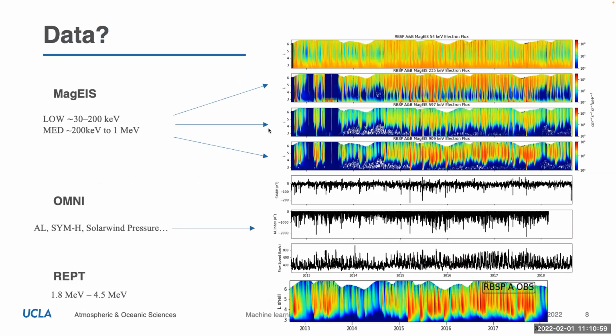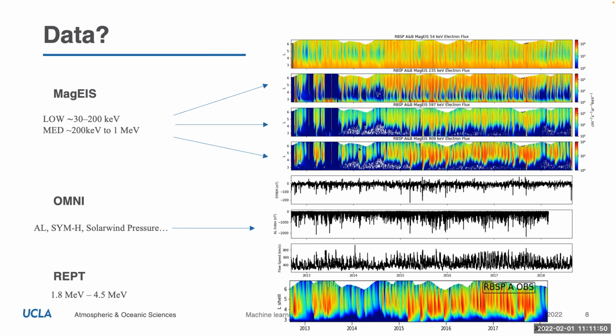So the first thing is data, right? The probe instruments for electrons basically consist of RAPS and MIGAS. The two instruments have different energy ranges. For MIGAS, it has a low range, less than 200 keV; a medium range from 200 keV to 1 MeV; and a high energy range larger than 1 MeV. For the RAPS channels, it's usually larger than 1.8 MeV. In this study, the data we use in RAPS is 1.8 MeV to 4.5 MeV. And we didn't use the high energy range in MIGAS because it's been covered by RAPS.